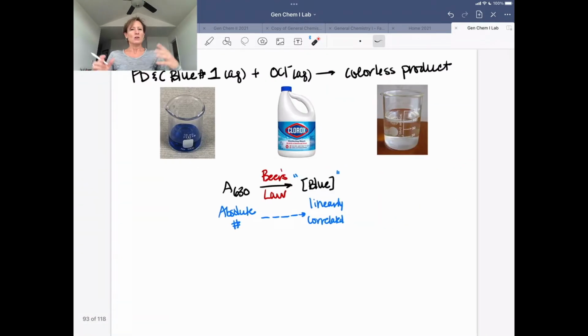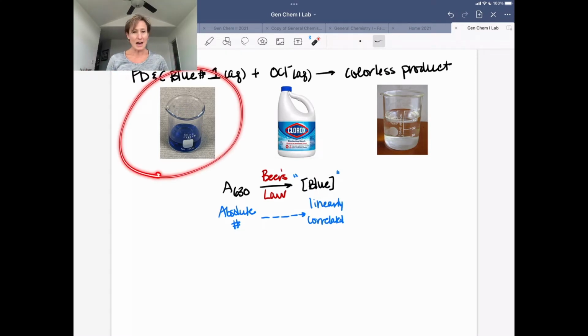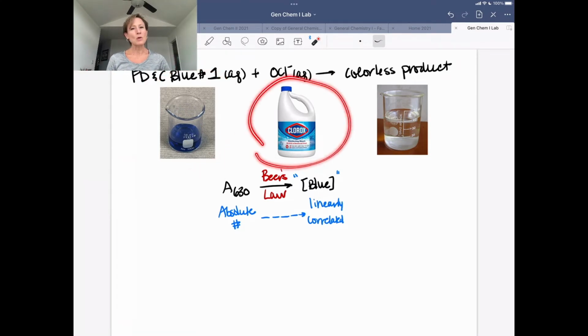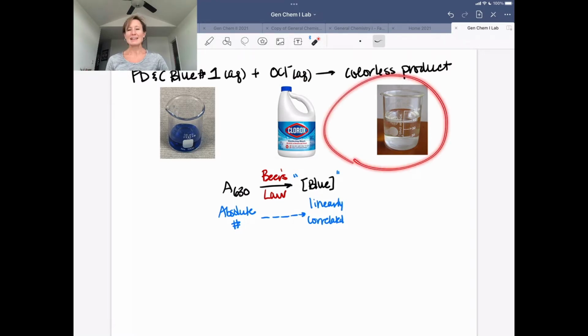Okay. So how do we connect this to our lab? Remembering, because it may have been a week or two since you've done the data collection, this lab was using a blue dye and mixing it with the hypochlorite ion, which is the active ingredient in bleach, and bleaching that dye to get a colorless product. So we're measuring the blueness of that dye using a spectrophotometer.